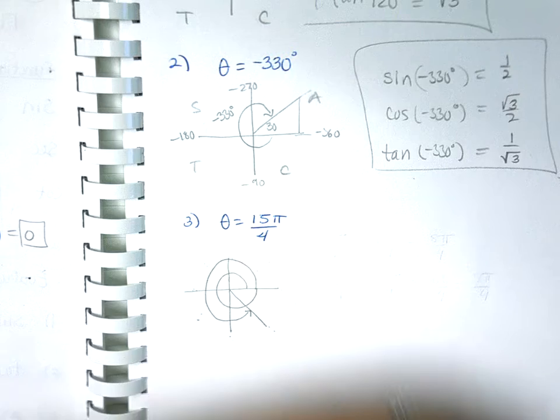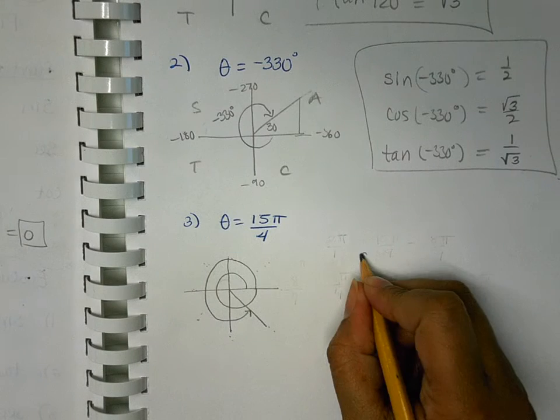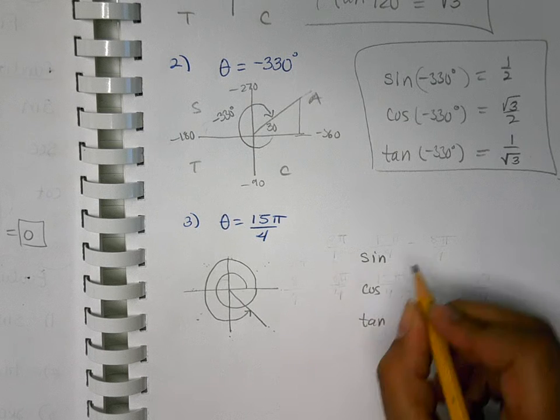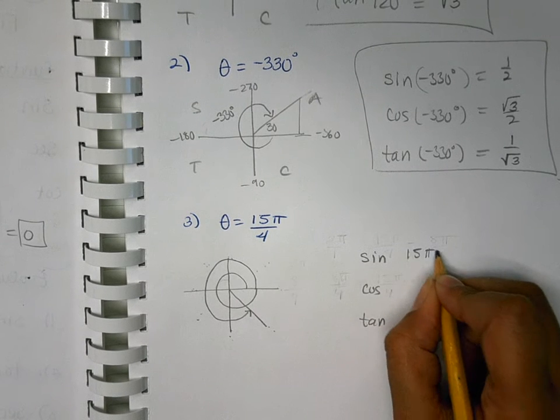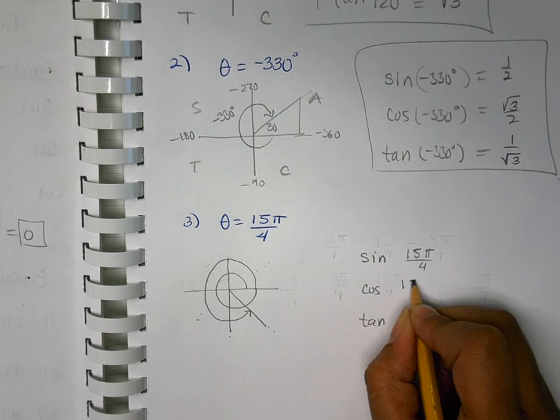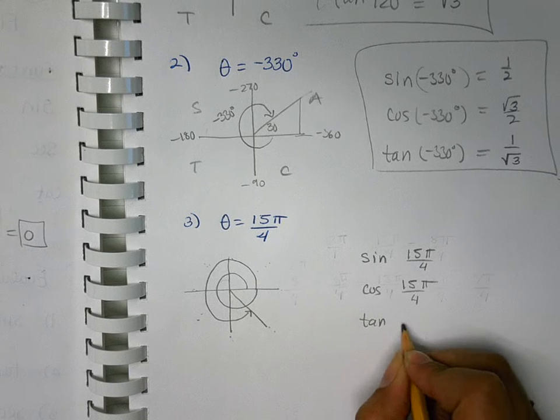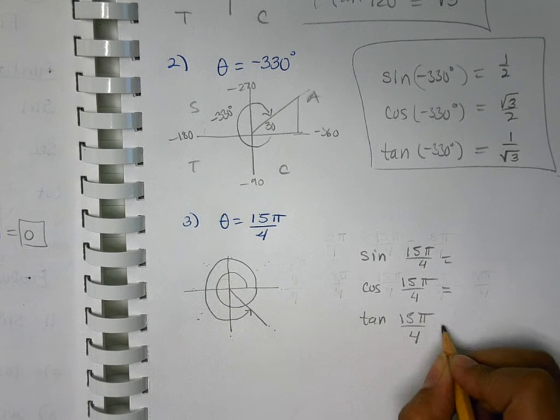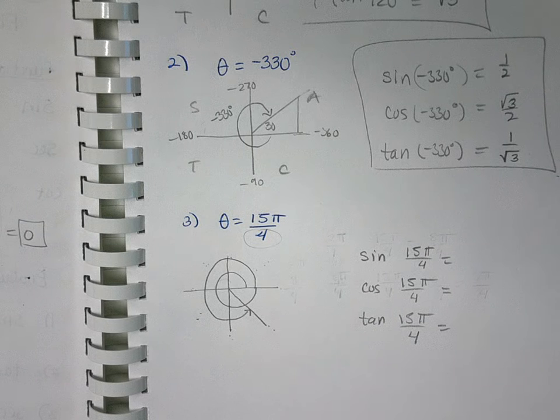I've shown you 3. We're going to do sine, cosine, and tangent of 15 pi over 4. Without really doing any work, what is our reference angle? 45. How can we tell it's 45? Because of the way it is. The denominator is 4.